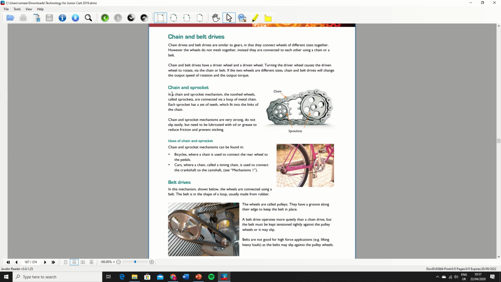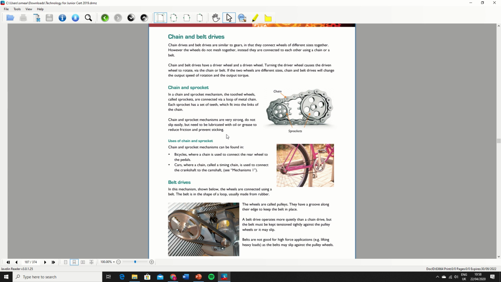Okay, so chain and sprocket. In a chain and sprocket mechanism, the toothed wheels, called sprockets, are connected via a loop of metal chain. We have our sprockets here, and they're connected via a metal chain. Each sprocket has a set of teeth which fit into the links of the chain. You can see here, each sprocket has a set of teeth. You can't see these teeth because they're already connected into the chain. Same on this one here. Chain and sprocket mechanisms are very strong, do not slip easily, but need to be lubricated with oil or grease to reduce friction and prevent sticking.